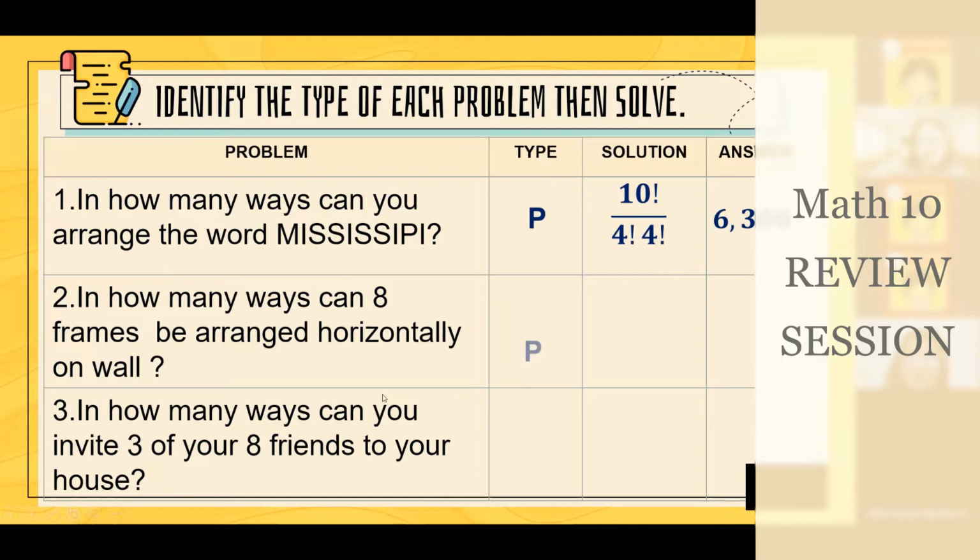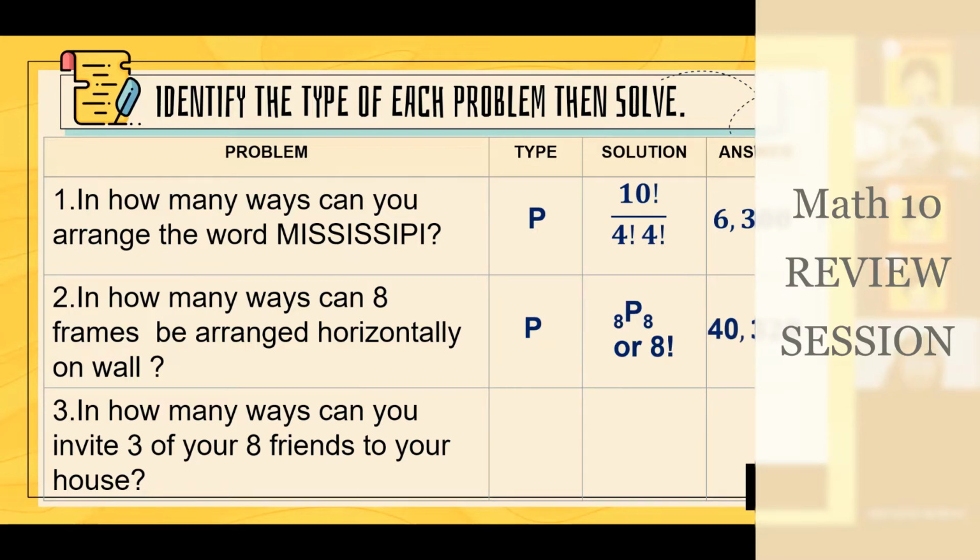Now, for your solution, Diana? 8 factorial, Miss. 8 factorial only. And don't forget that 8 factorial is the same as 8P8, 8 taken 8. If you want to prove it, type it in your calculator, you'll get the same. And Diana, what is 8 factorial? 40,320. Okay, that's correct. So thank you, Diana.